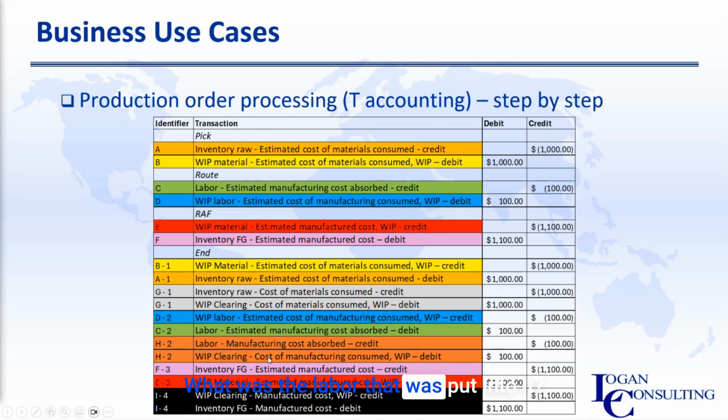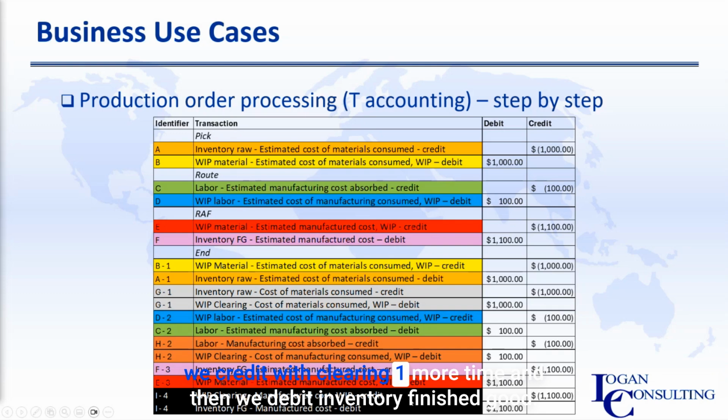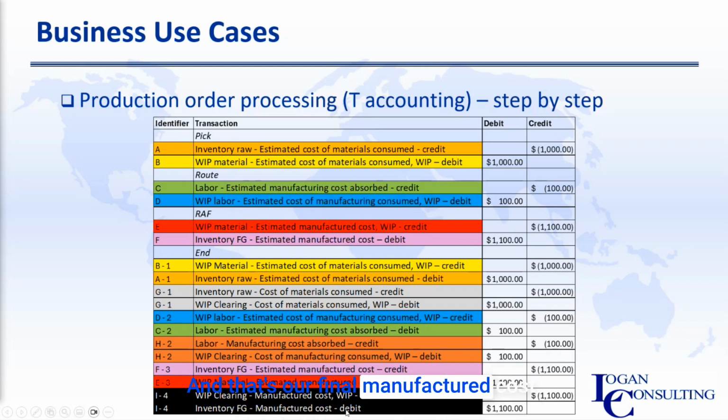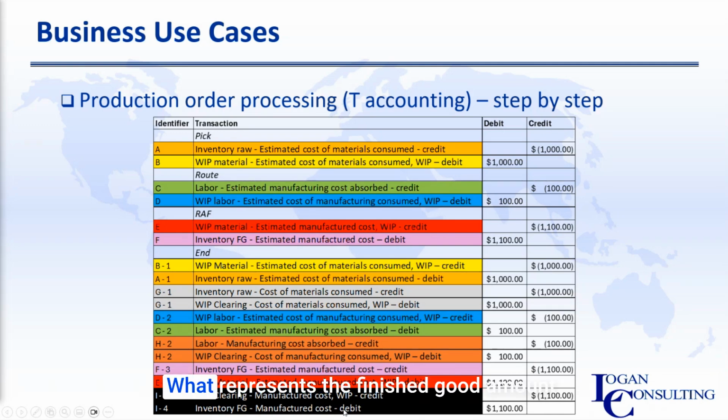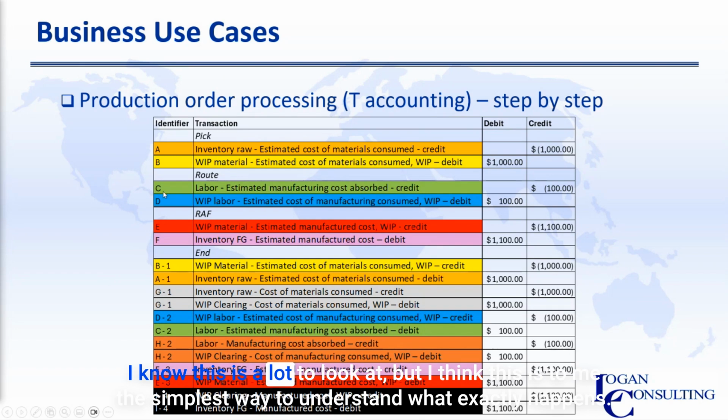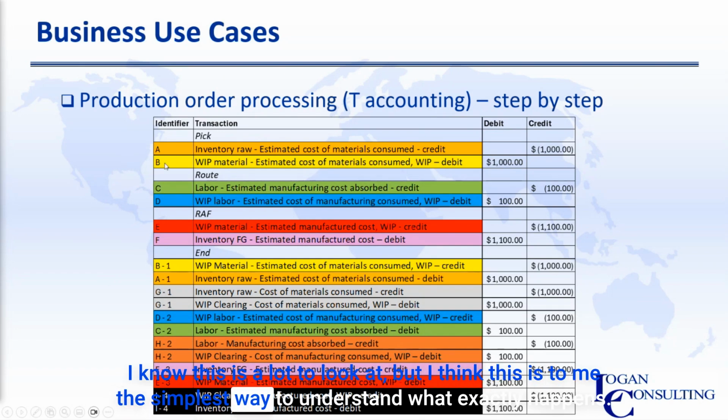What was the labor that was put into it? That's $100. Finally, 100 plus 1,000 gets us 1,100. We credit WIP clearing one more time, and then we debit inventory finished good, and that's our final manufactured cost of what represents the finished good amount. So I know this is a lot to look at, but I think this is, to me, the simplest way to understand what exactly happens.